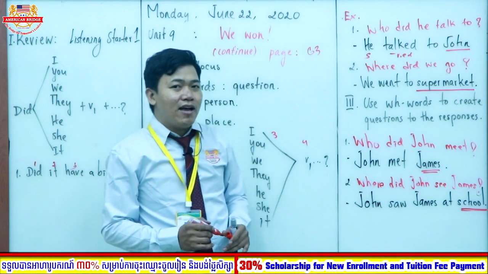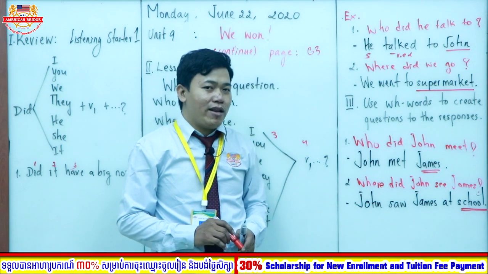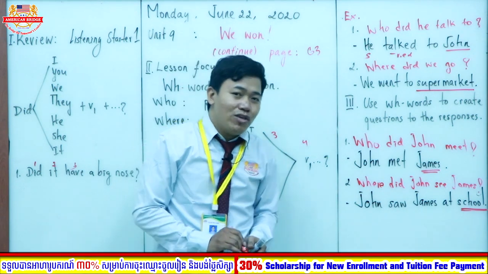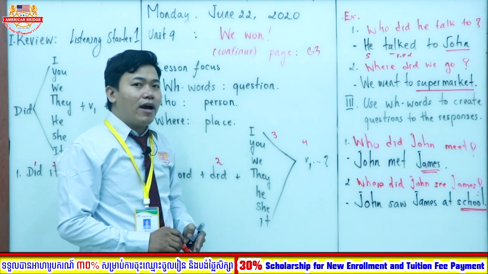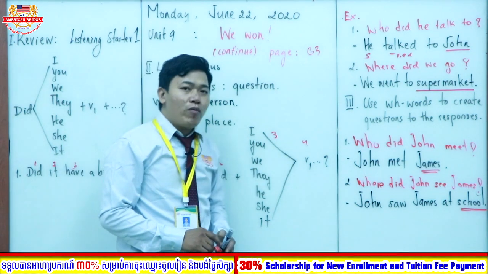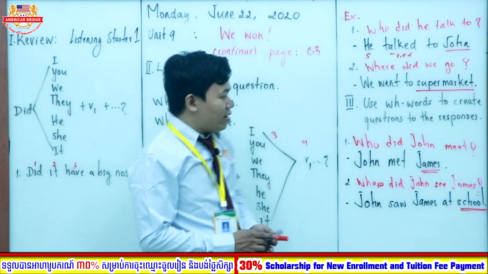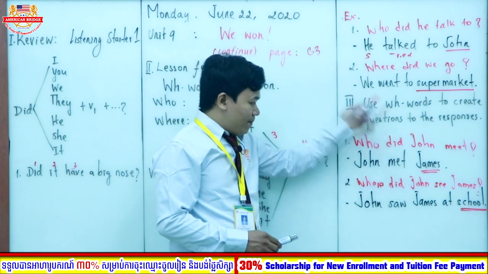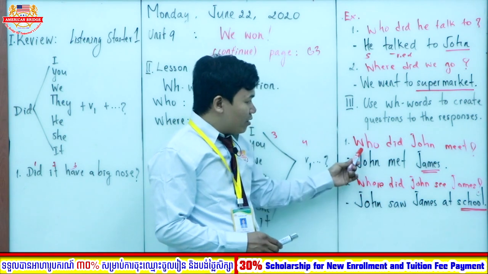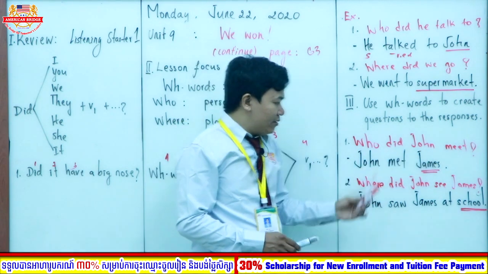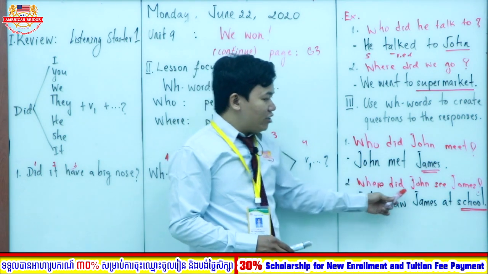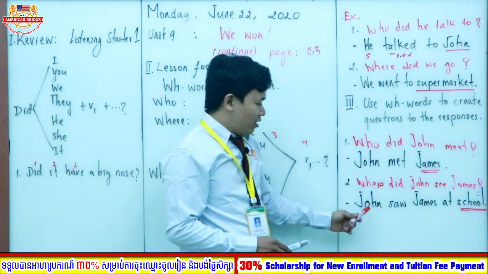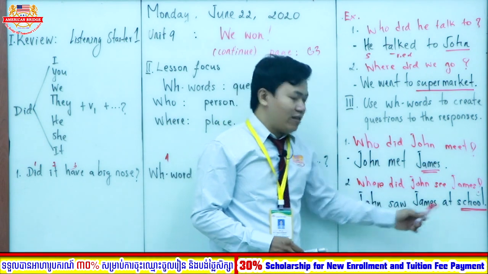Okay, this is our exercise and I have provided the answer for you all already. You can take a look at the form. You will be able to do our exercise easily. So before we end our lesson, I want you all to read our sentences together. Who did John meet? John met James. Where did John see James? John saw James at school.